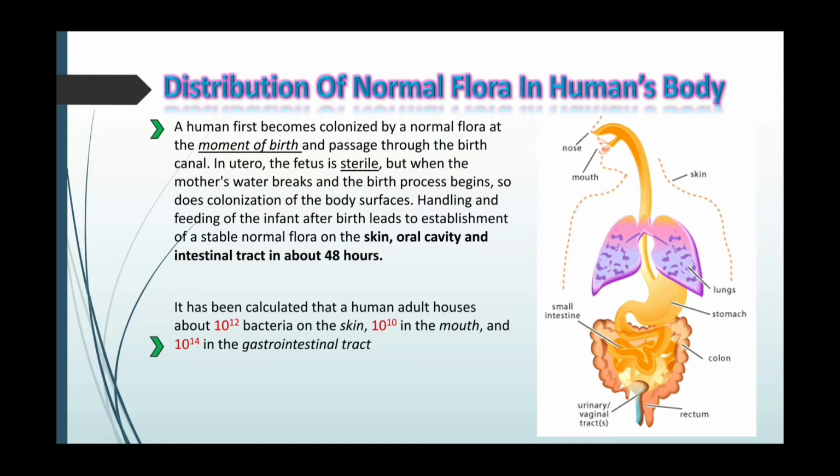A human first becomes colonized by a normal flora at the moment of birth. In utero, the fetus is sterile, but when the mother's water breaks and the birth process begins, so does colonization of the body surfaces. Handling and feeding of the infant after birth leads to the establishment of stable normal flora on the skin, oral cavity, and intestinal tract in about 48 hours.